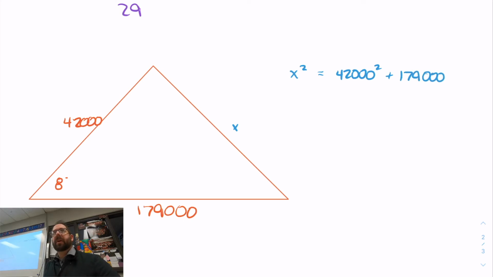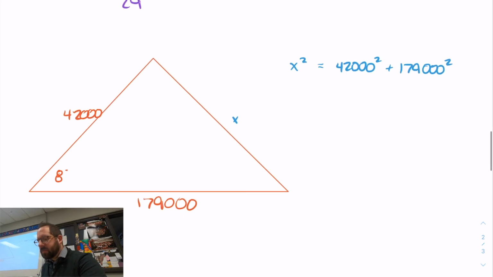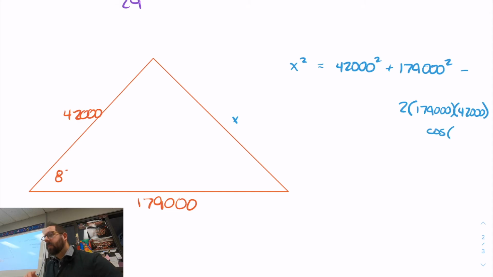So it looks like the Pythagorean Theorem. Then after that, I have to subtract in the back here. I have to subtract 2 times the 2 walls, and then cosine the angle between them. And my angle was 8 degrees.